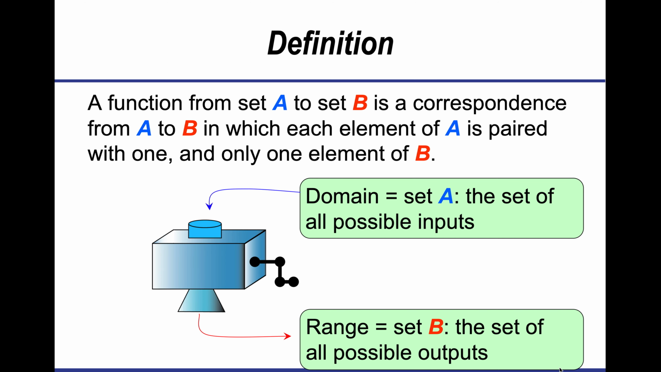So we have something called a domain. A domain is all the numbers that we plug into the function, and the range is all the numbers that we get out of the function.